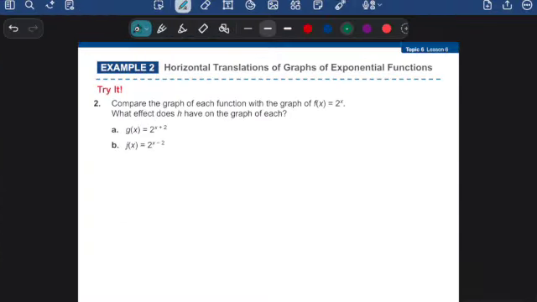Try it number 2. Compare the graph of each function with the graph of the parent function. Okay, so that's our parent function. We're just looking for the changes. For part A, we have a change in the input. We're changing inside the parentheses, and I have to remember I'm going to move in the opposite direction, so I'm moving to the left too.